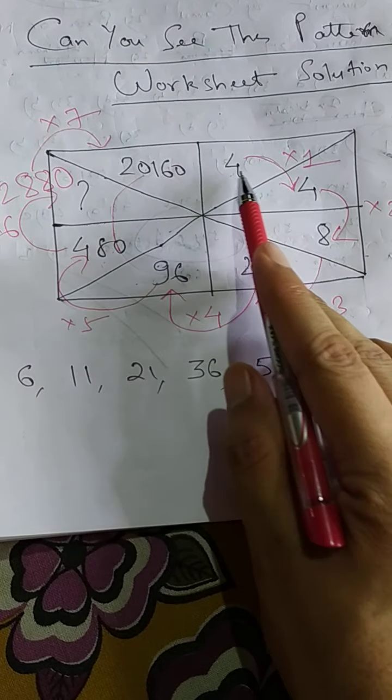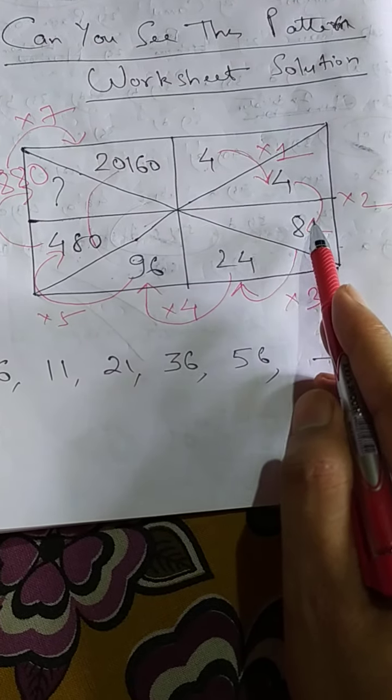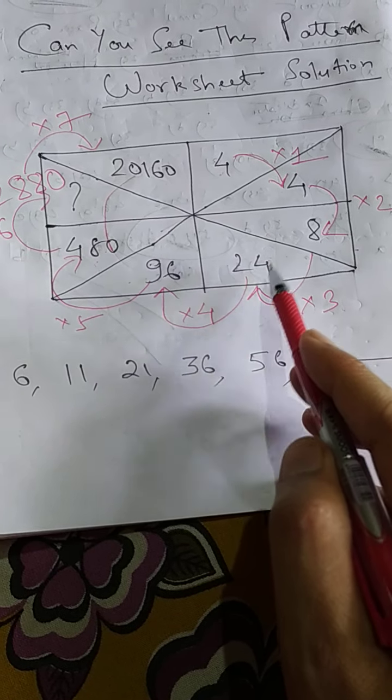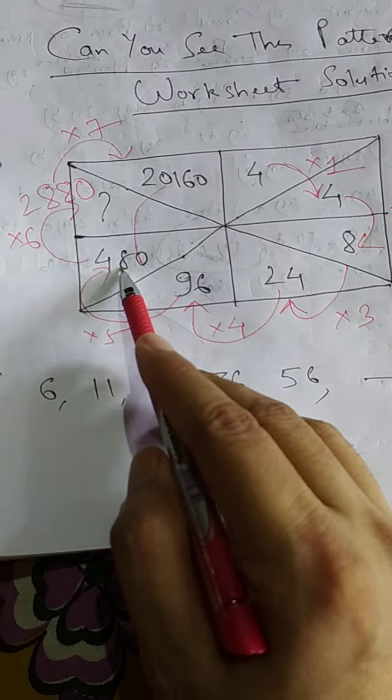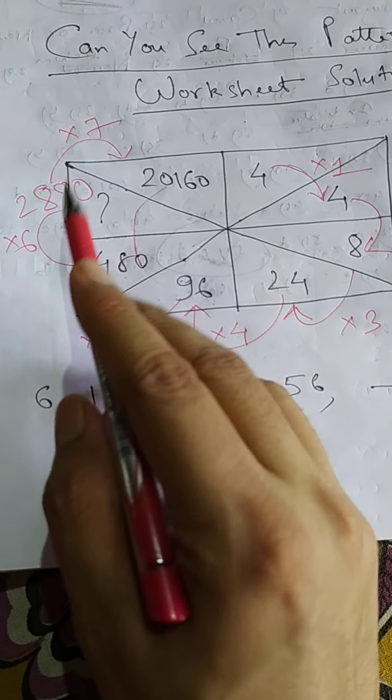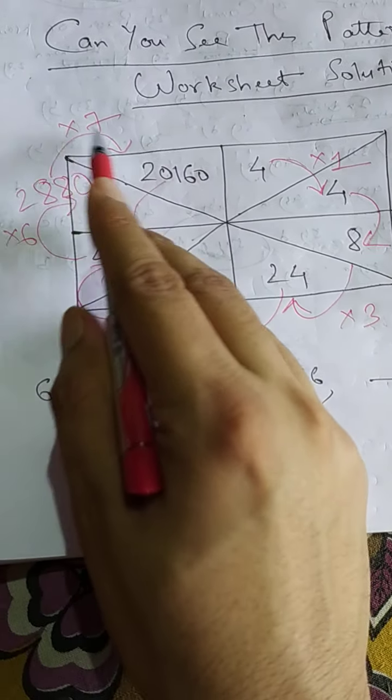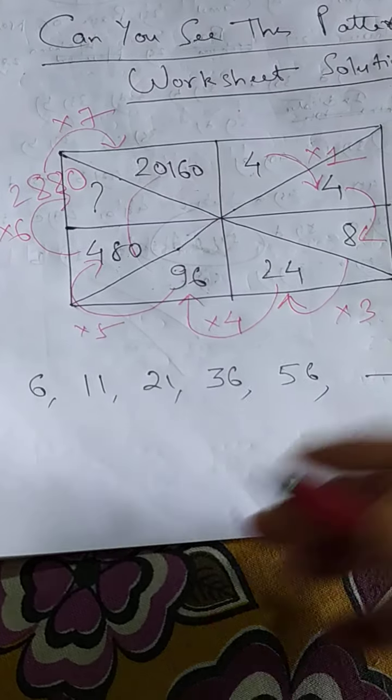So once again, 4 into 1, 4; 4 into 2, 8; 8 into 3, 24; 24 into 4, 96; 96 into 5, 480; 480 into 6, 2880. This is your answer. And 2880 into 7, 20160.